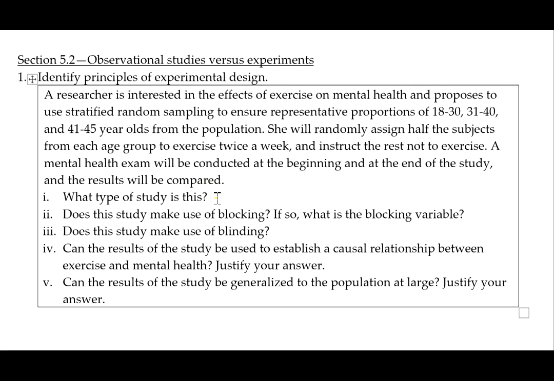And that's because the subjects in the study are first divided up into groups. In this case, it's by age. So we have these 18 to 30-year-olds, 31 to 40-year-olds, and 41 to 45-year-olds. And within each of those age groups, we're assigning the treatments of whether or not the individuals should exercise.